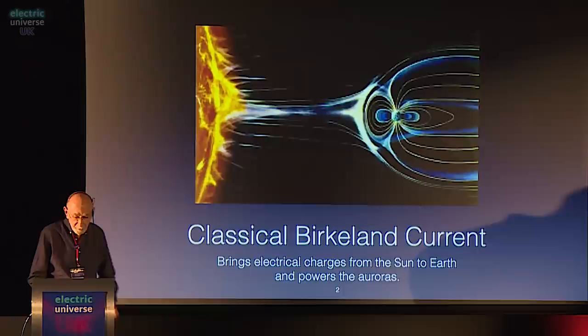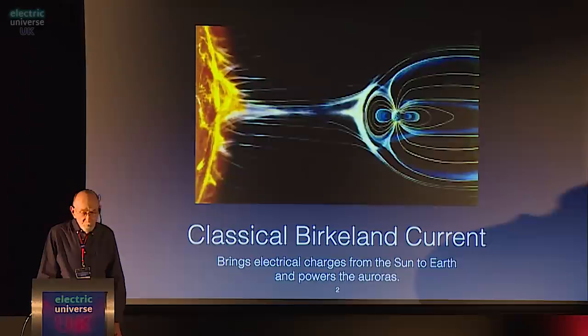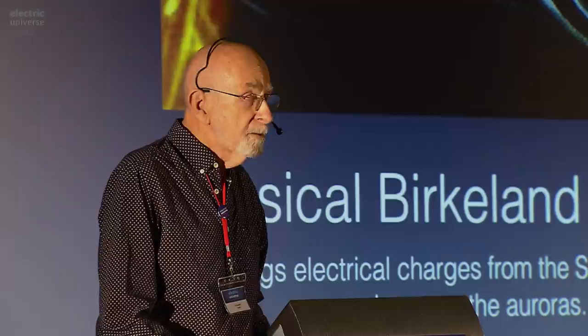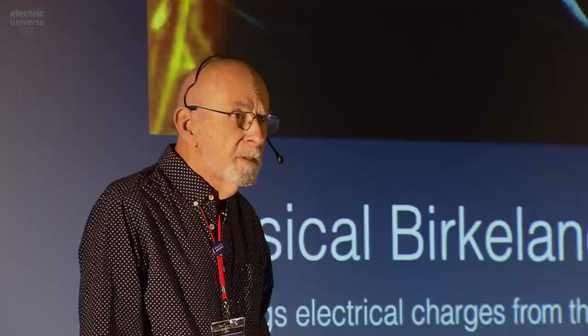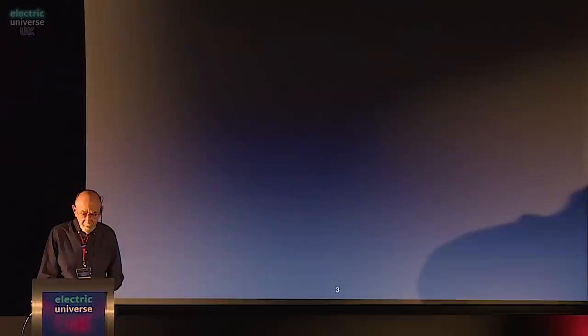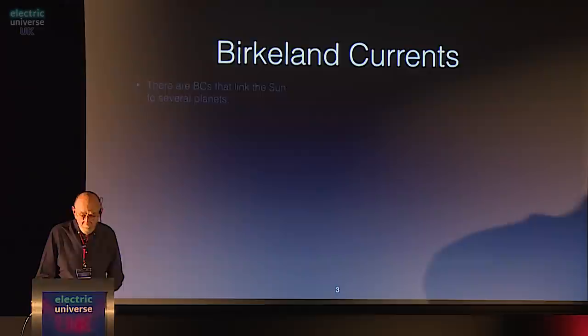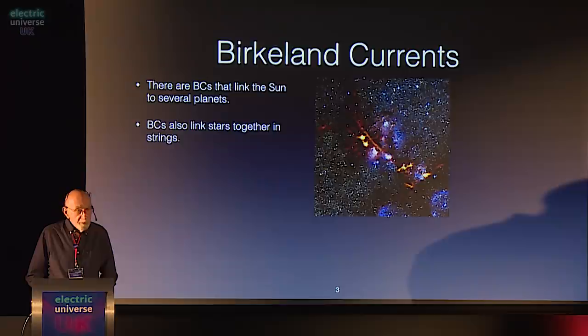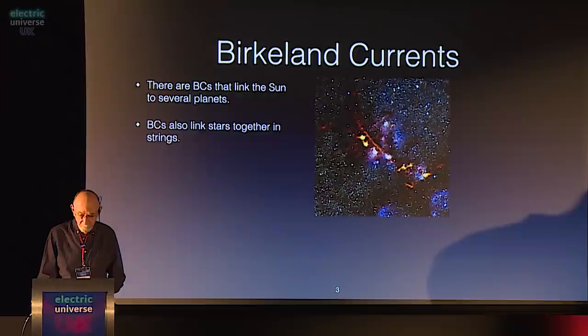But of course, these Birkeland currents don't only go between the sun and the Earth, they go between the sun and Saturn, and the sun and Uranus, and Neptune, and I guess last week they were talking about discovering auroras on, is it Titan? Or Triton, there's two different moons, and one of the major moons of the solar system. But there is now, and has been for quite a while, the idea that these Birkeland currents also link stars together in strings. And astronomers used to say, oh no, that's ridiculous. We know that stars don't form on strings.